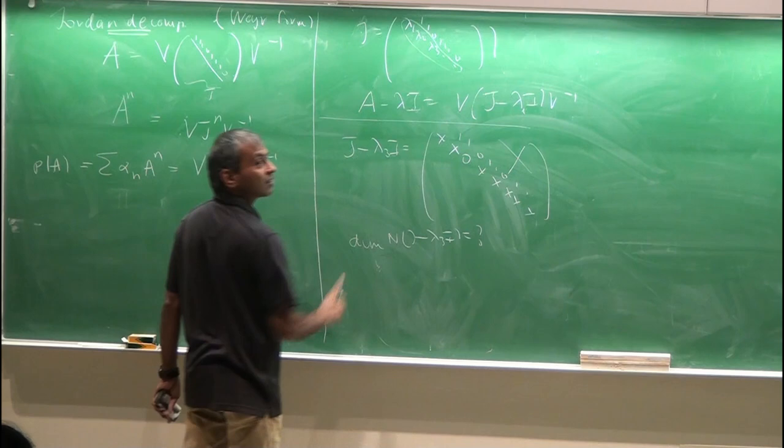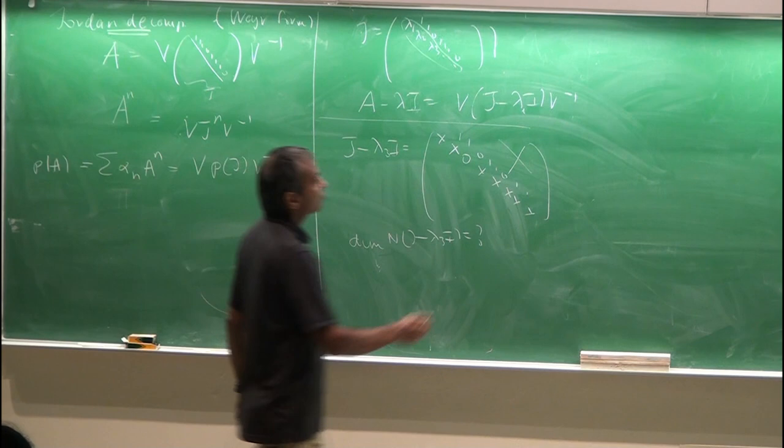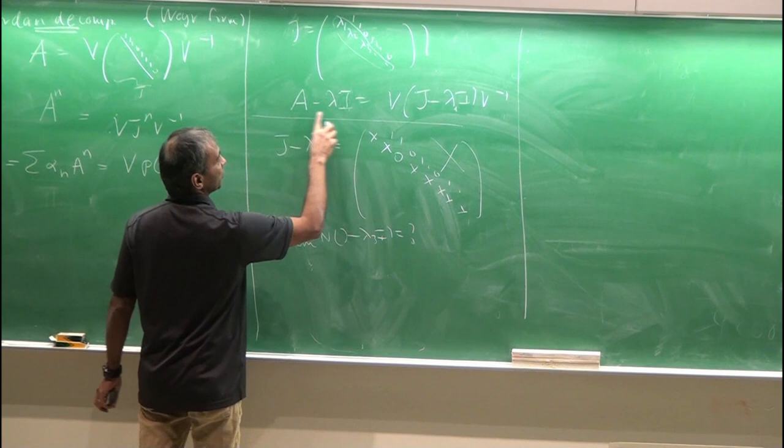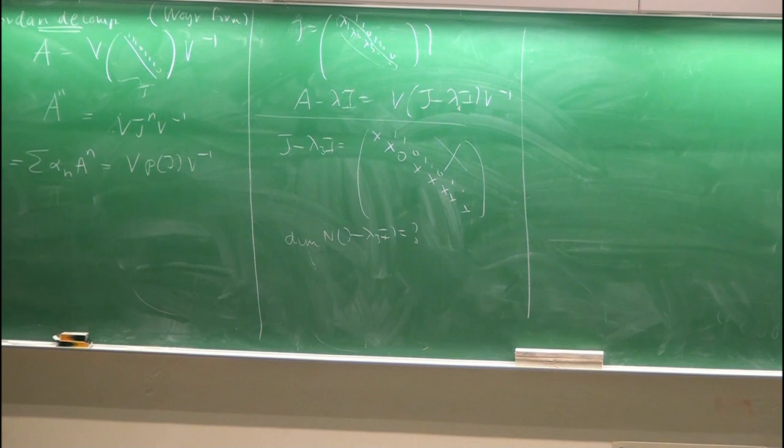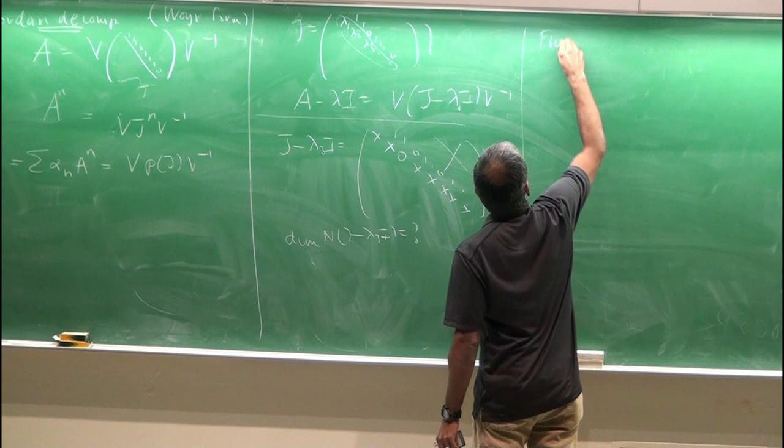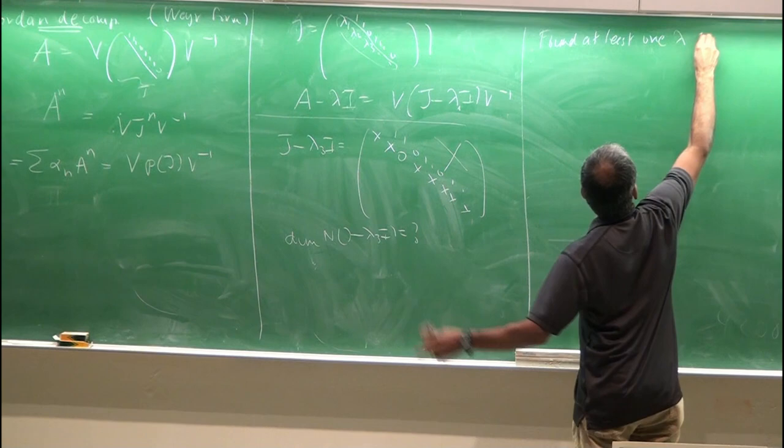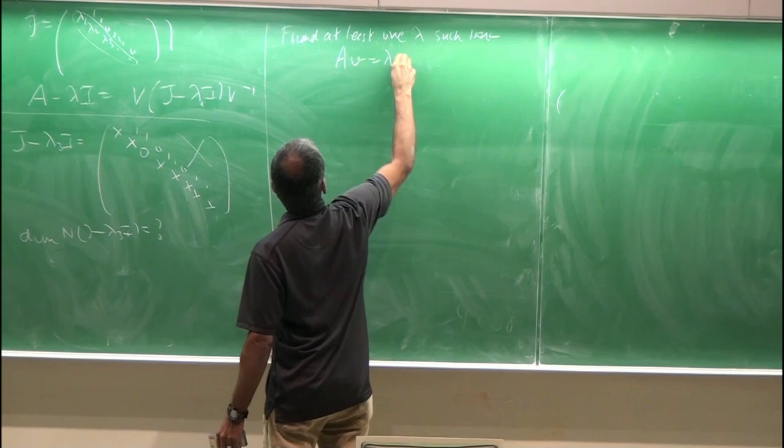So the key thing is to find the eigenvalues. We know that these eigenvalues will make this matrix singular, which also forces this matrix to be singular too. The lambdas are the numbers that you subtract from the diagonal of the matrix to make it singular. Based on this, we found at least one lambda, using polynomials, such that AV was equal to lambda V, and the norm of V was equal to 1.